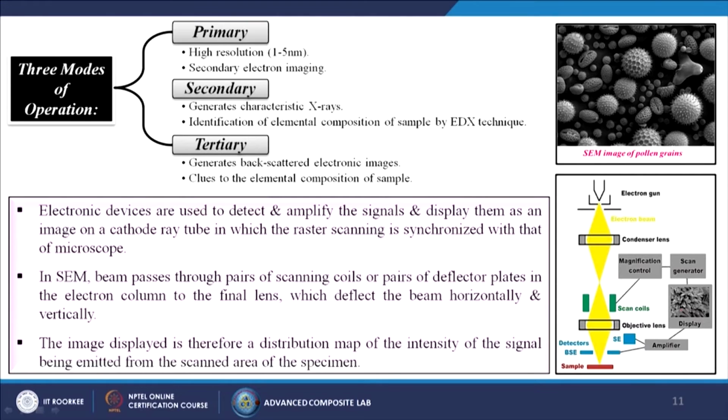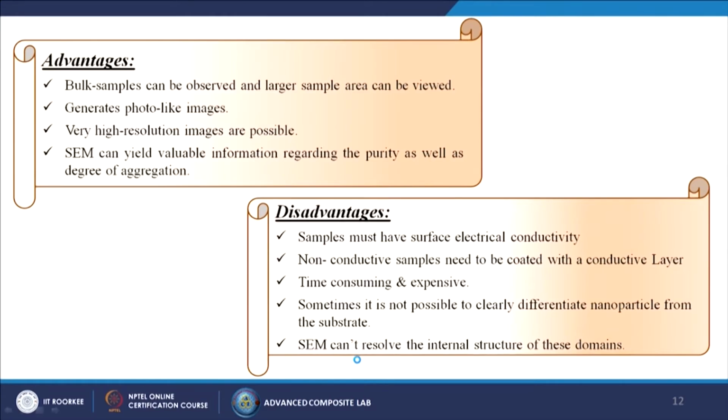So, electronic devices are used to detect and amplify the signals and display them as an image on a cathode ray tube, in which the raster scanning is synchronized with that of the microscope. In SEM, the beam passes through pairs of scanning coils or pairs of deflector plates in the electron column to the final lens, which deflect the beam horizontally and vertically. The image displayed is therefore a distribution map of the intensity of the signal being emitted from the scanned area of the specimen itself. So, what are the advantages?